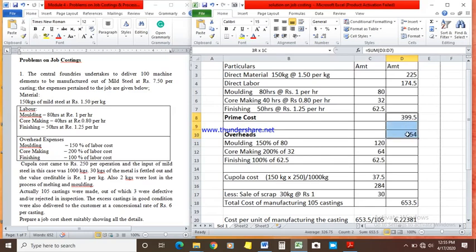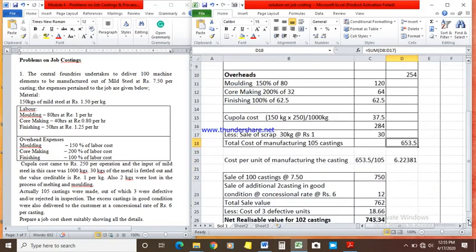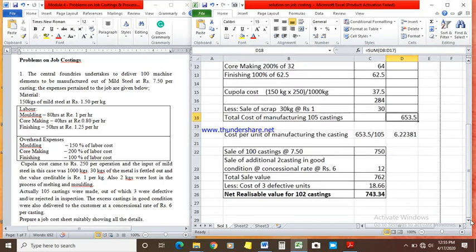Now the prime cost and the overhead, if I add up, I get what is known as the total cost of manufacturing 105 castings. Now having calculated the total cost of manufacturing 105 castings, we are also given some information: out of 105, 3 were defective, 2 are in good condition, and these 2 have been sold at some concessional value. So let's also do some additional calculation to find out the net realizable value for these 102 castings.